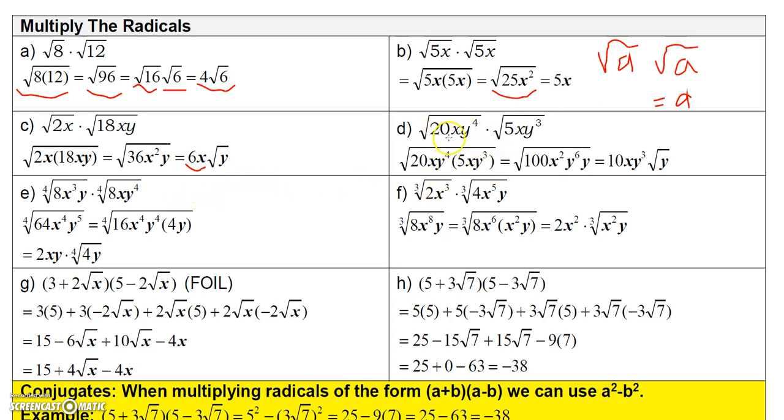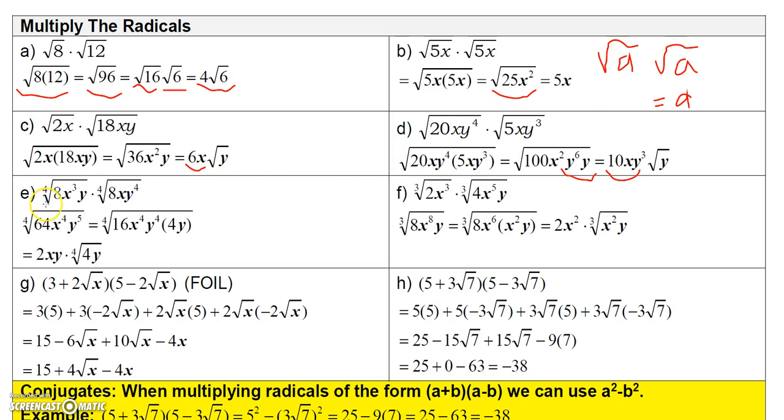Over here you get square root of 20xy to the 4th times square root of 5xy cubed, and when you multiply those together in the radical, you'll get 100x squared y to the 7th. But I can take the y to the 7th and write it as y to the 6th times y, and then that way I can take the square root of the y to the 6th, but this y would stay in the radical. So I get 100x squared y to the 6th, and the square root of 100 is 10, the square root of x squared is x, the square root of y to the 6th is y cubed. So I have 10x y cubed times the square root of y.